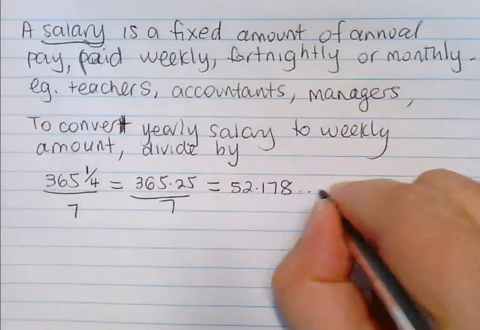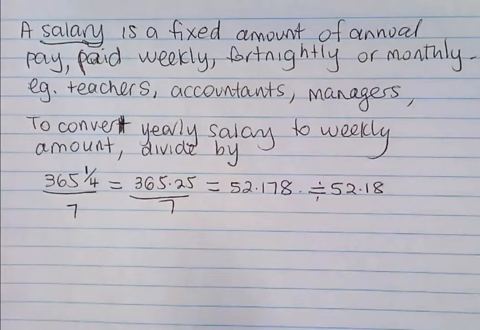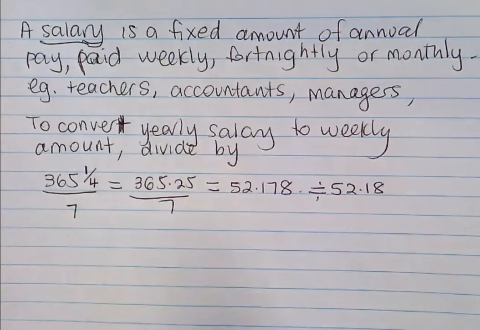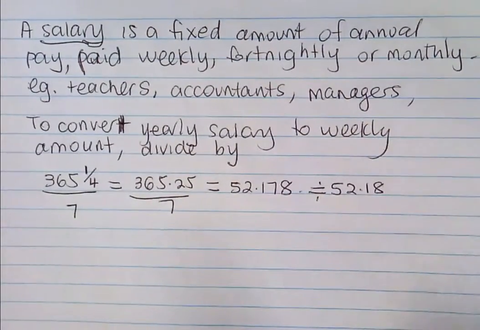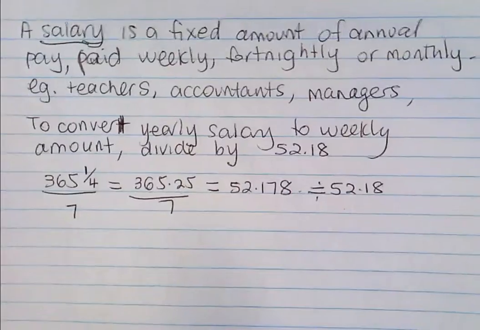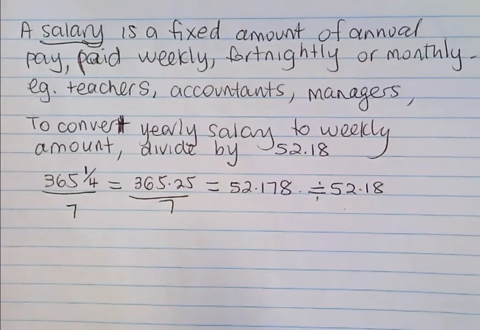52.178, which is approximately equal to 52.18. So in previous years, we've just always said 1 year is 52 weeks. We all know it's more than 52 weeks. And actually, financial institutions will use that 52.178, but we're just going to use 2 decimal places, which is 52.18. Okay? So in some exams, they'll say use 1 year is 52 weeks.